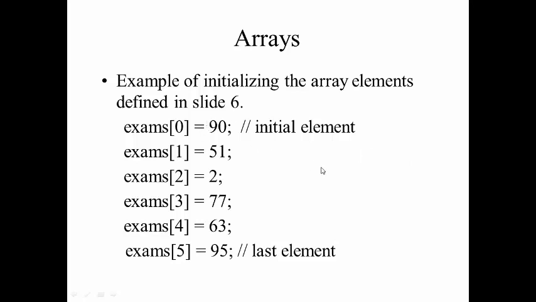Now, most people like to count starting with the number 1, but with Java, no. You start with 0. So your first subscript here is 0. Then you go exams[1] equals whatever the value is, and so on. And in this way, we populate our variable exams. And notice the last subscript here is exams[5], even though exams.length is 6.